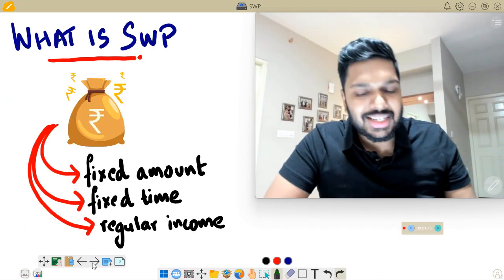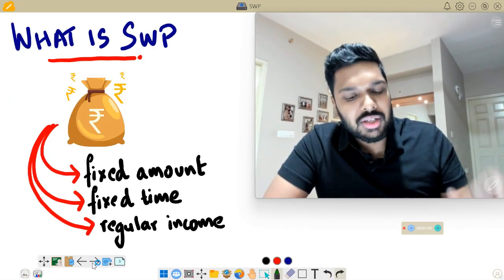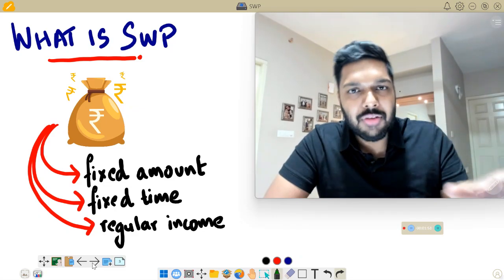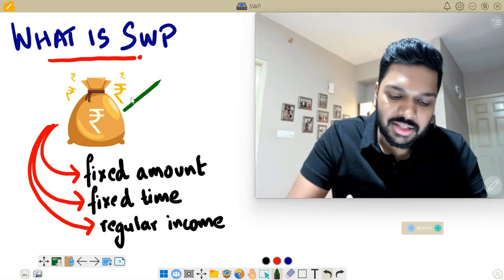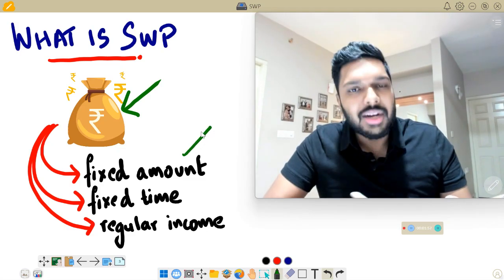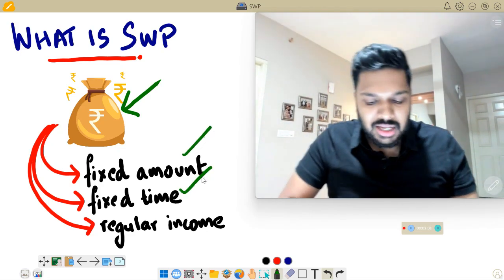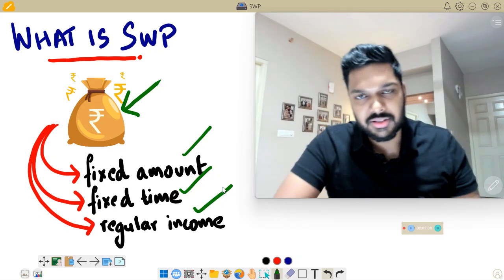So first things first, and that is, what is SWP? Well, to put in simple words, once you have a bag full of money in terms of your invested corpus, you can decide to withdraw fixed amounts of money at fixed time intervals from the corpus so as to make a regular source of income from investments.